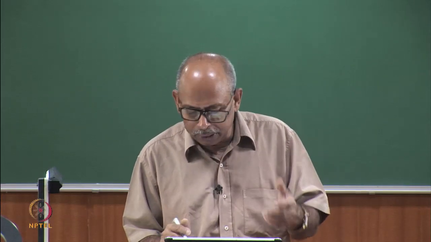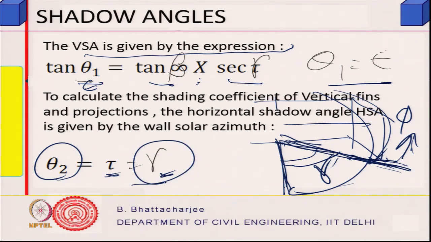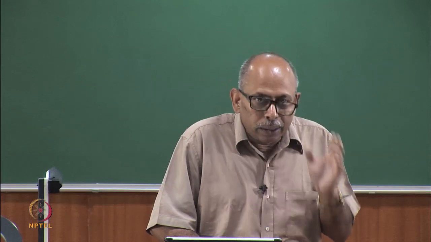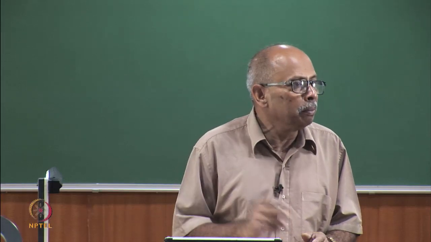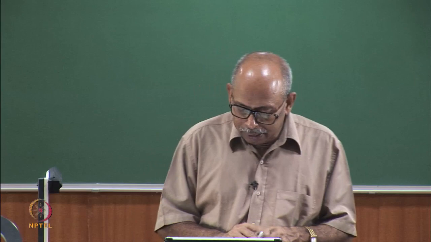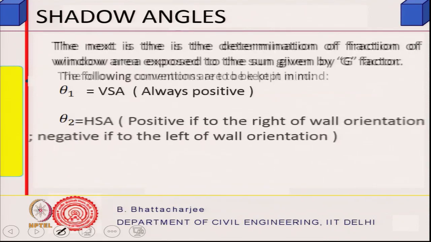So, that is what we are calling the horizontal shadow angle. This is the sun ray here on plan, and this is normal to the wall. From north if you come here, this will be your phi and this will be your wall azimuth, the difference between them. So, this is simply the difference between wall azimuth and solar azimuth. So, this theta 2 is equal to gamma, that is the horizontal shadow angle. Remember that we discussed that in the last class earlier.